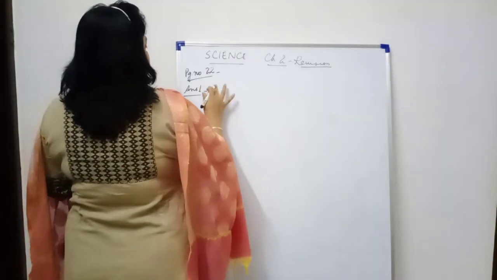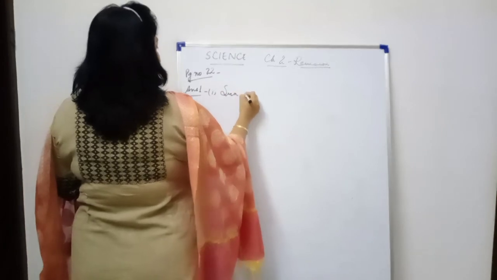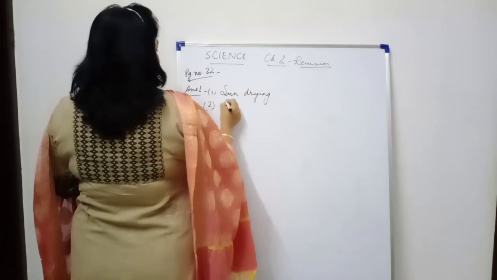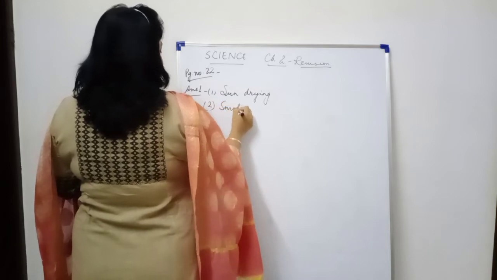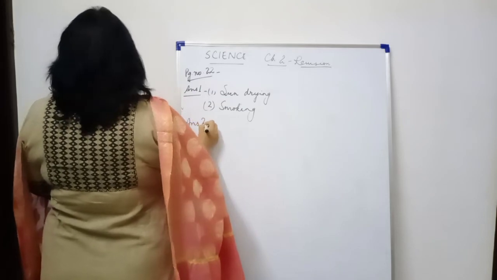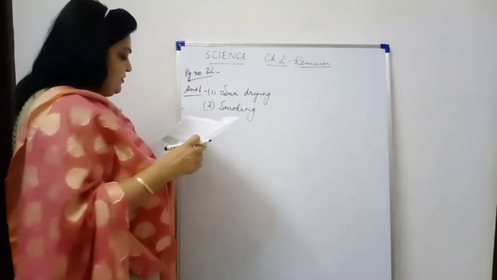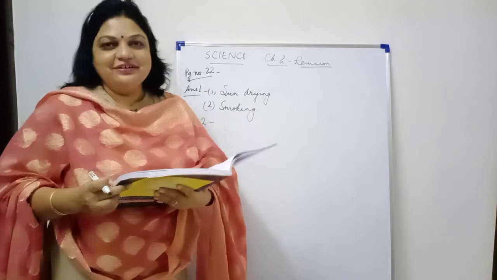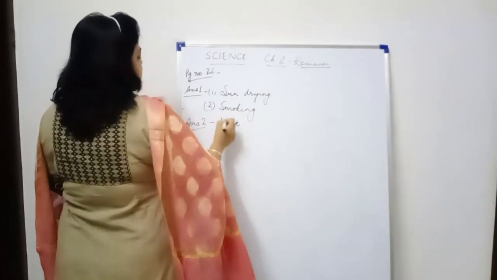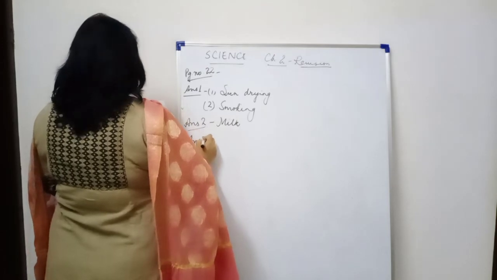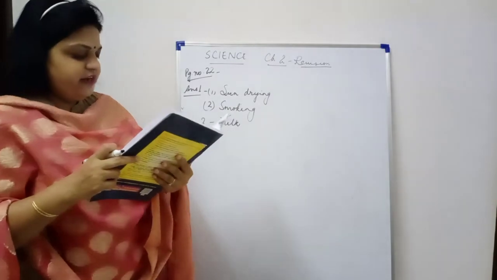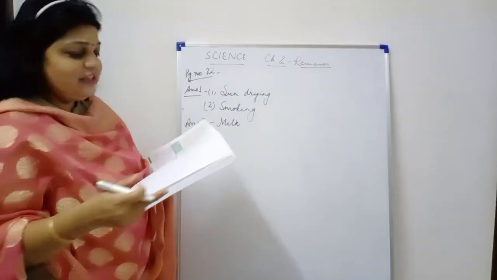Number 1, by sun drying. Number 2, by smoking. It can be by adding sugar, by adding salt, anything you can write. Next, what is preserved by the pasteurization method? The pasteurization method is used for preservation of milk. Third and the last question, what should we do to prevent the spoilage of food? How can we prevent the spoilage?